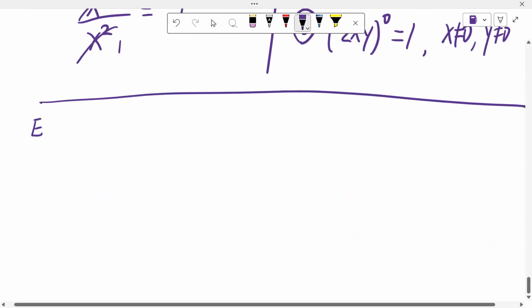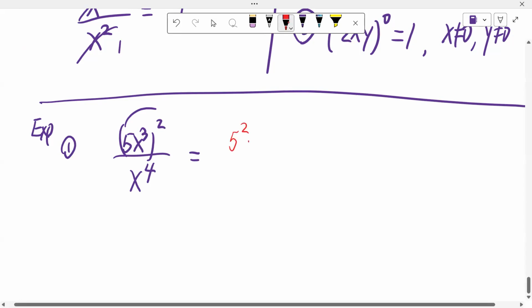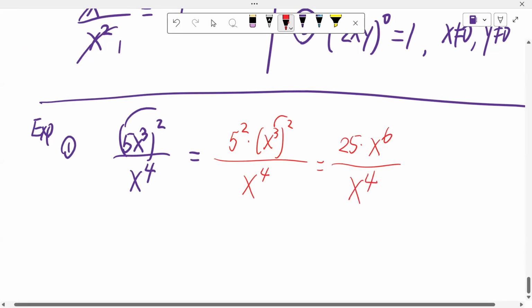For example, let's simplify the following: 5x cubed squared over x to the 4th. And here we're going to apply multiple properties. First property, we're going to distribute the power. Right? So it becomes 5 squared times x cubed squared on the top, and on the bottom x to the 4th. Simplify further, it's 25 times x to the 6, over x to the 4.